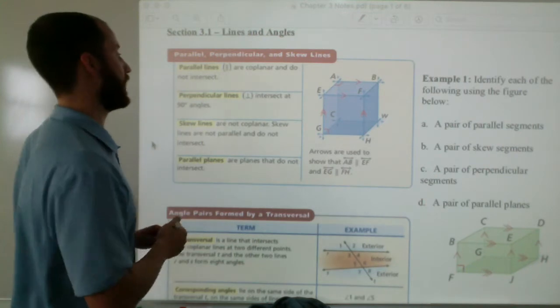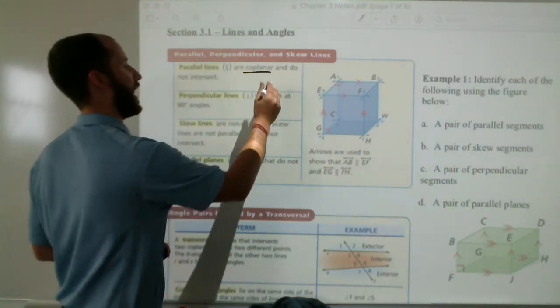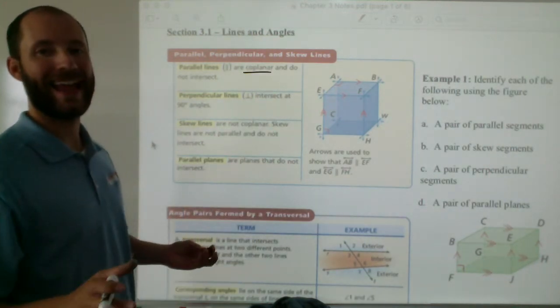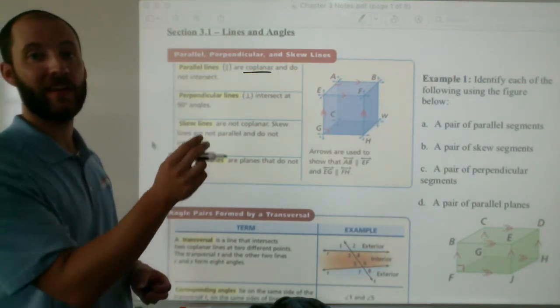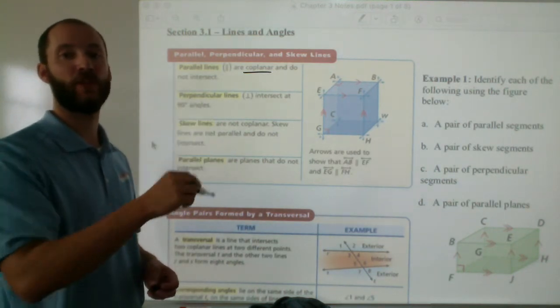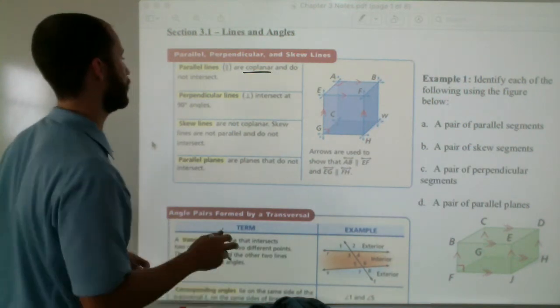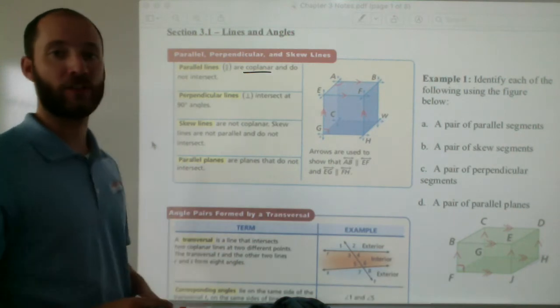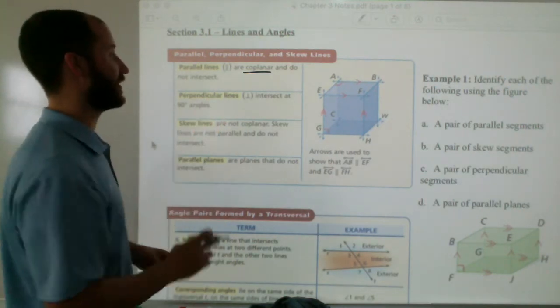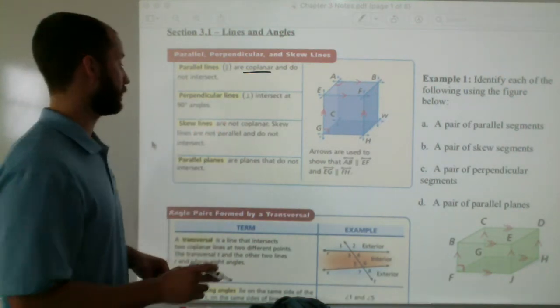Parallel lines, they are coplanar. They have to exist in the same plane, and they do not intersect. So those two things, that conjunction, coplanar and do not intersect, both of those must be true. Perpendicular lines intersect at 90 degrees. Notice how it does not say they have to be coplanar.